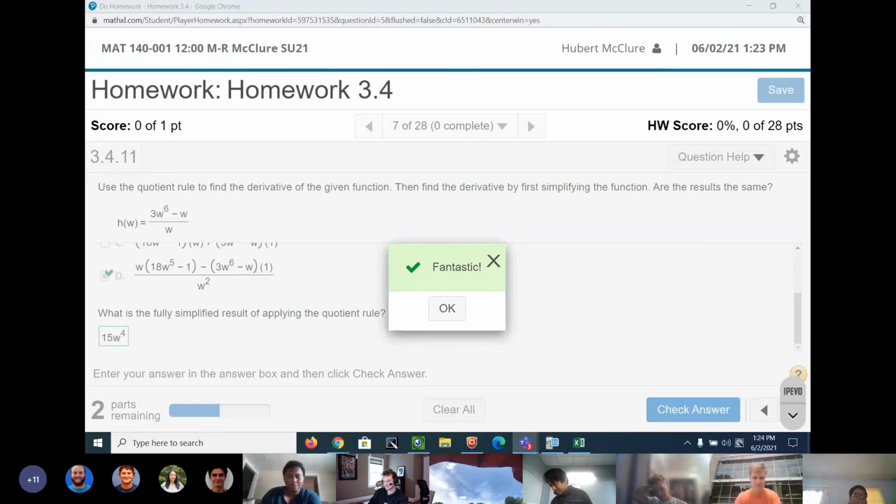All right, now you can start working on that homework. 3.3 and 3.4. Those are test questions. So go ahead and start working on 3.3 and 3.4.